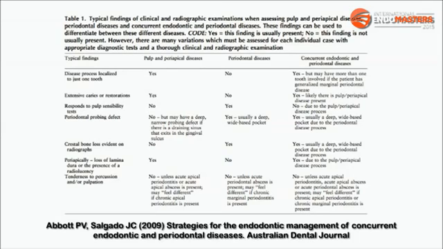This table from Abbott 2009 paper in Australian Dental Journal summarizes the common clinical and radiographic findings when examining a patient for endodontic and periodontal diseases. In pulp periapical lesions, disease is localized in just one tooth. Normally, there is a presence of extensive caries or restoration. Pulp responds negative to sensibility test. There is no crestal bone loss evidence on radiographs, but there is a radiolucent area present in the apical third.